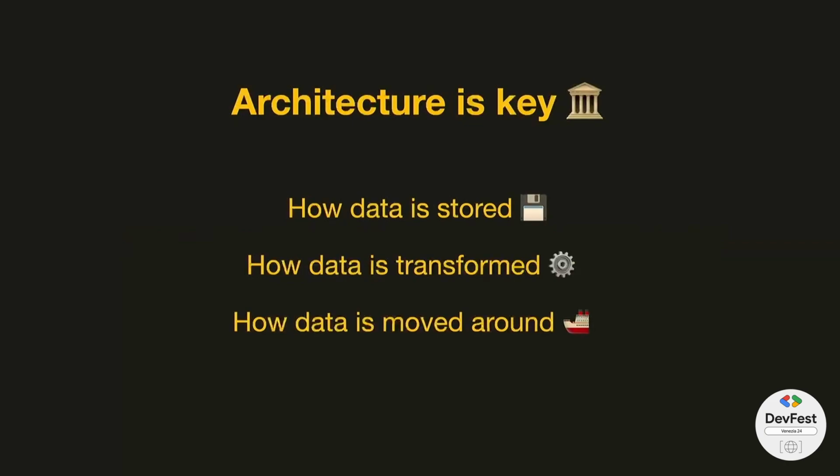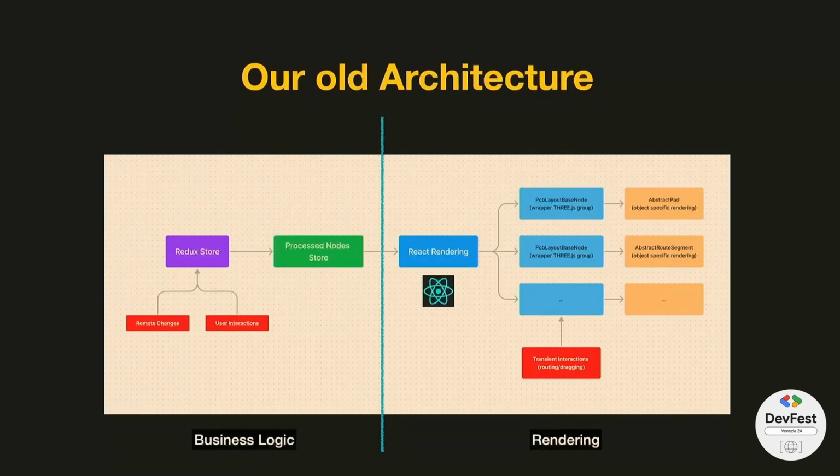Because in software for performance, architecture is really important, which means how your data is stored, how your data is transformed, and how your data is moved around. And sometimes those architectures are so deeply rooted in your code that if you want to optimize that, it basically means a rewrite. And in our case, our architecture was really, really bad, because the rendering part had too many responsibilities and was deciding too much stuff, whereas the business logic was a bit detached and was extremely slow.